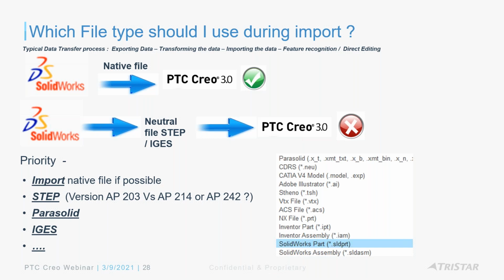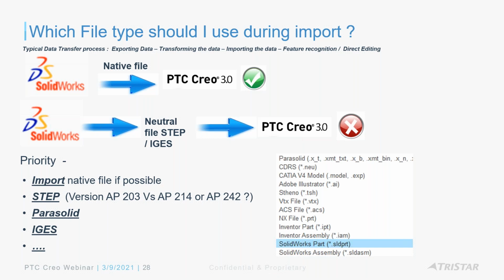But is there a priority? What file should we be using? What are the general priorities? I'd say the first step is, if you have a native file, try that. If not, then STEP, Parasolid, IGES. I would argue Parasolid might be better than IGES, but it varies. We'll have to just test it out depending on the geometry you get. Maybe it's a very complex surface geometry, or maybe a prismatic geometry.